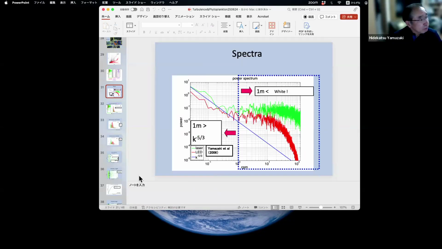If they compute, this is the LED, this is the laser, and you see the difference in high wave number. I know this because of resolution. It's a filtering, and this one is resolving very, very small scale. That's why at least this range of signal is white. That's an interesting thing.